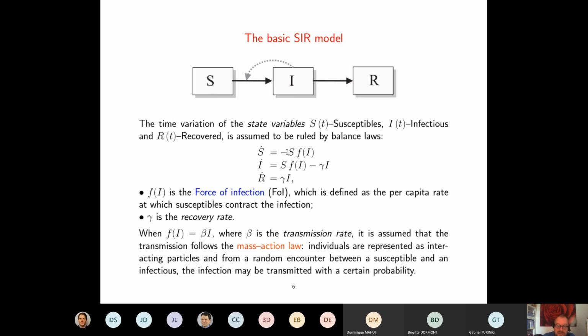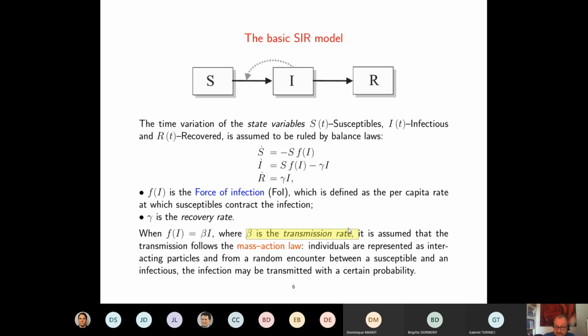Now, a way of modeling the transmission is to consider a nonlinear term like this, where it appears explicitly the so-called force of infection. I mean the per capita rate at which susceptibles contract the infection. So it's this function here. Now, we know that when this function is represented as a linear function of the number of infectious, which is also called the prevalence, then we have a new parameter, beta, which is a positive constant.